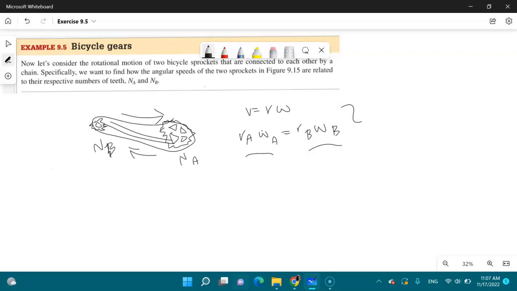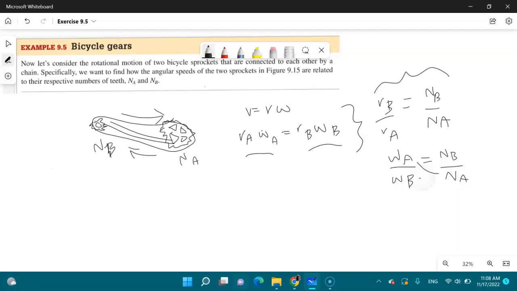And then if we further simplify this expression, we could have RB over RA is equal to NB over NA. And then that's how they're connected. So they're proportionally related. And then actually for the angular velocity, they're inversely related. So we would have the angular velocity of A over the angular velocity of B, and that would be equal to the number of teeth in B over the number of teeth in A. So these are actually inversely related. So if the angular velocity of A is higher, then the number of teeth correlated to it will be lower, and vice versa.